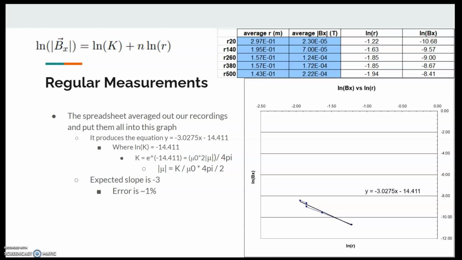And doing a little rearranging, we can have it so that the absolute value of mu is equal to k over mu naught times 4 pi over 2. And as I stated before, the expected slope is -3, and our calculated slope is -3.0275. So the error is actually around 1%.